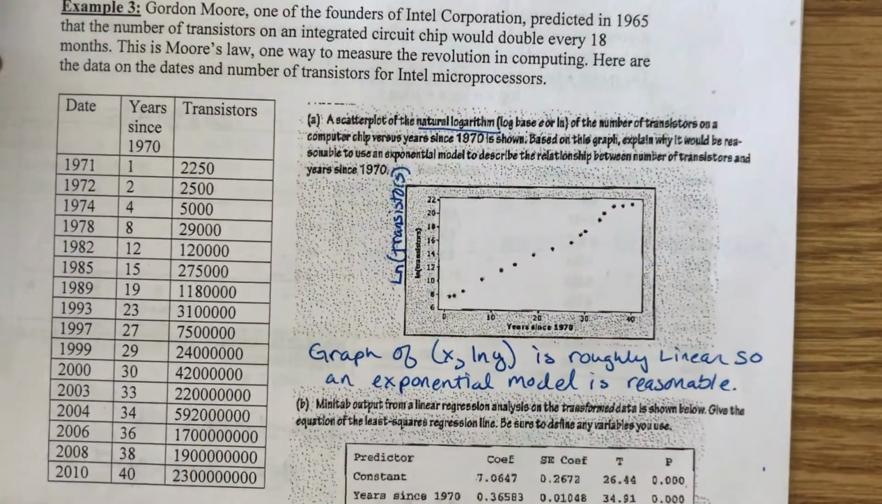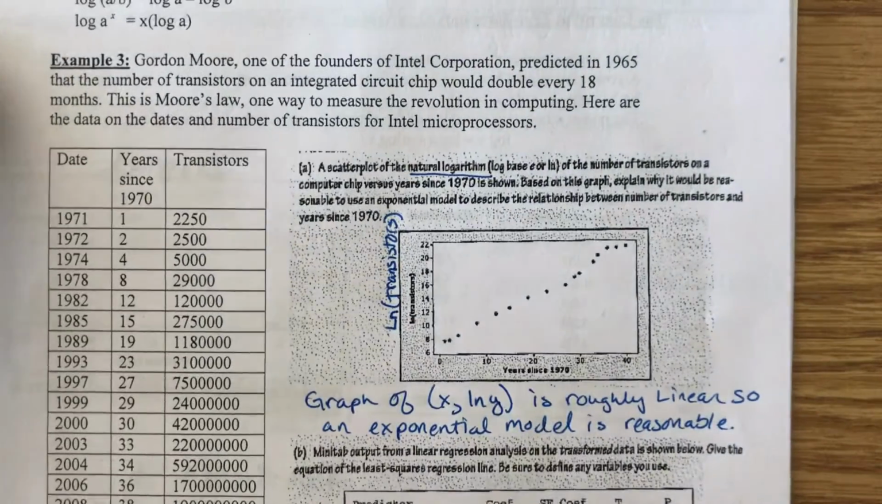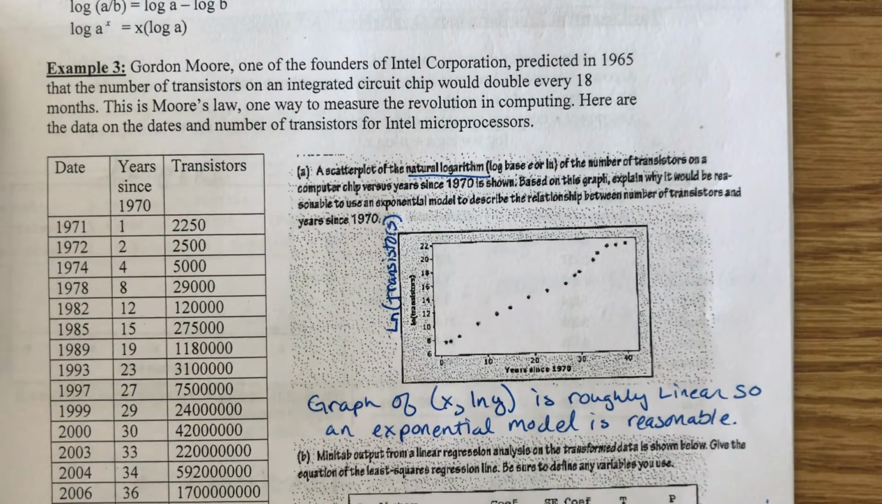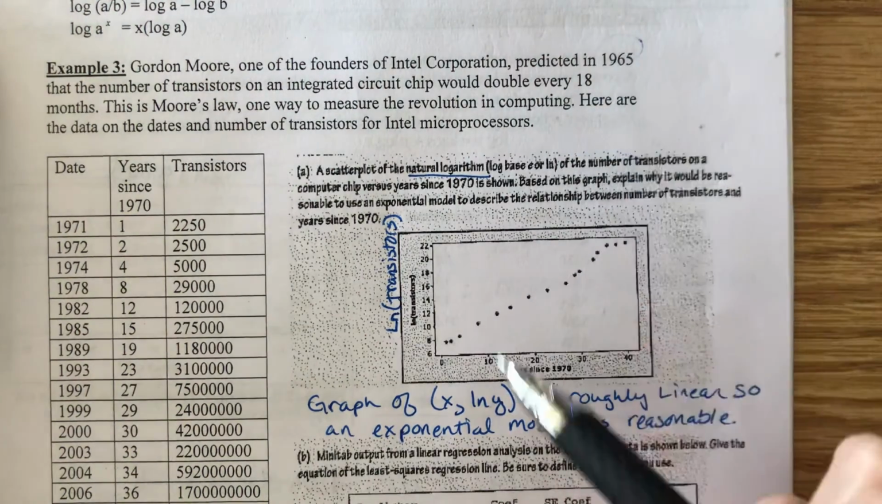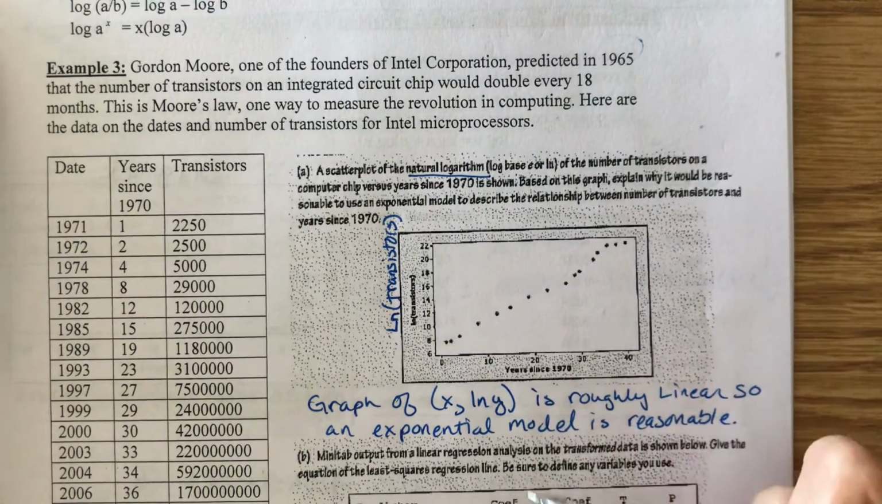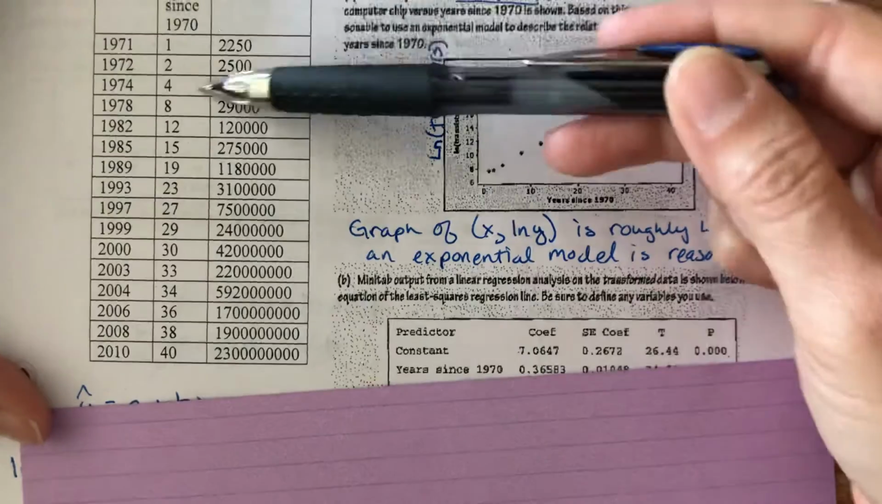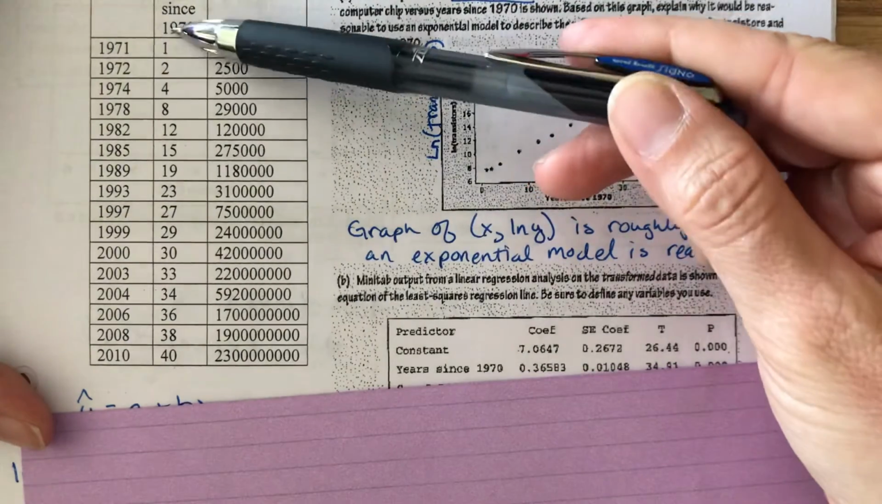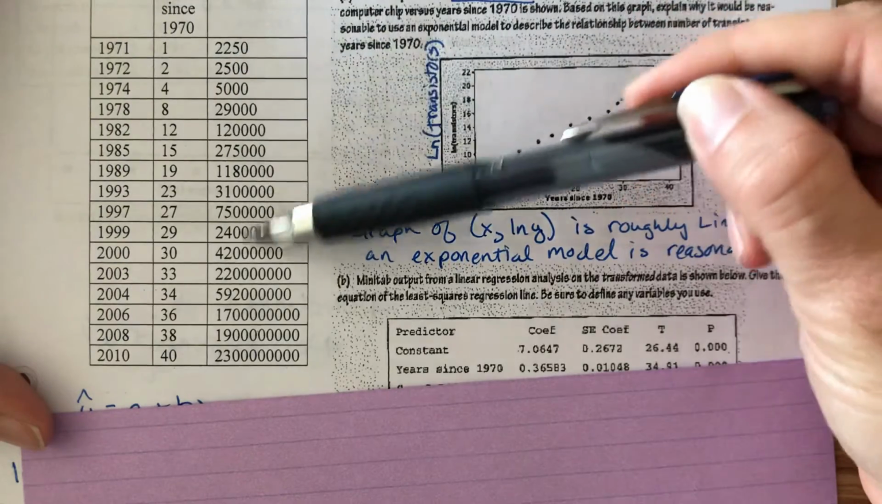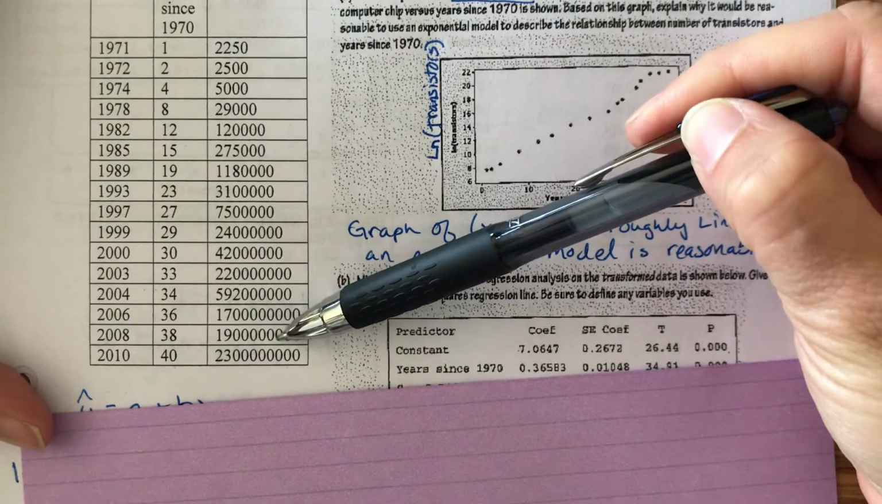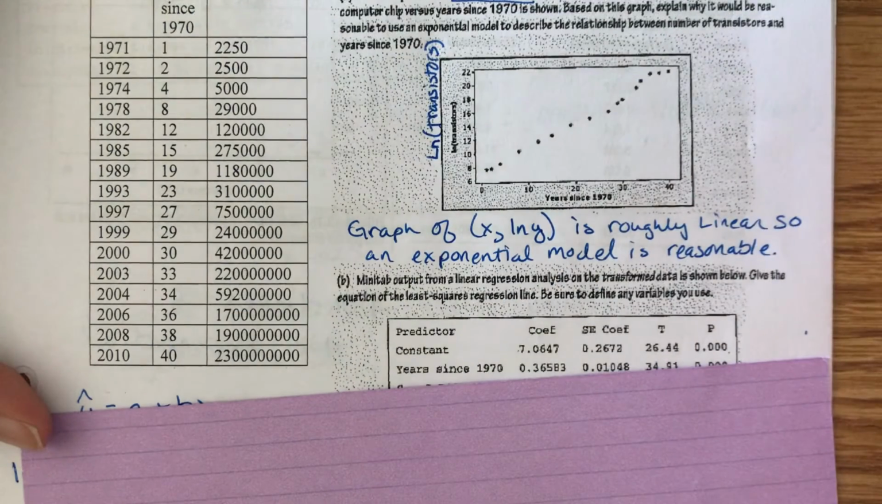All right, so if we just take a look right here at example 3, Gordon Moore, one of the founders of Intel, predicted in 1965 the number of transistors on an integrated circuit chip would double every 18 months. This is Moore's law, one of the ways to measure the revolution in computing. Think about how much computers have changed since 1965. Here are the data on the dates and the number of transistors for Intel microprocessors. So this has absolutely grown exponentially. Years since 1970, and the transistors, they're not being multiplied by a constant, they're growing in an exponential fashion.